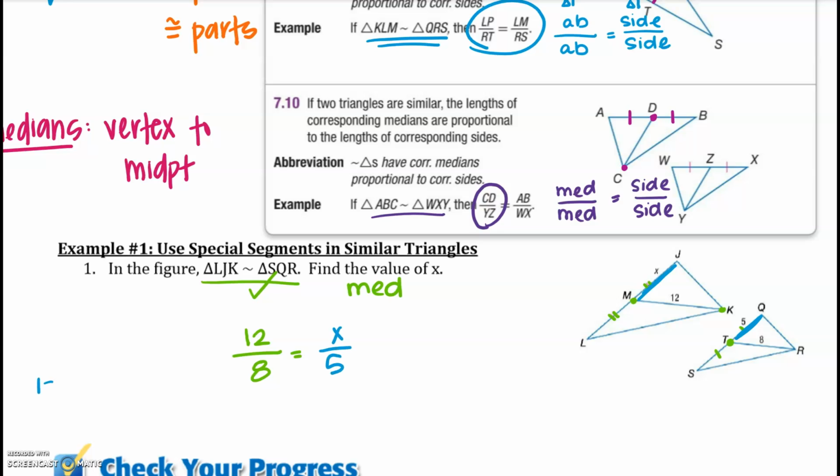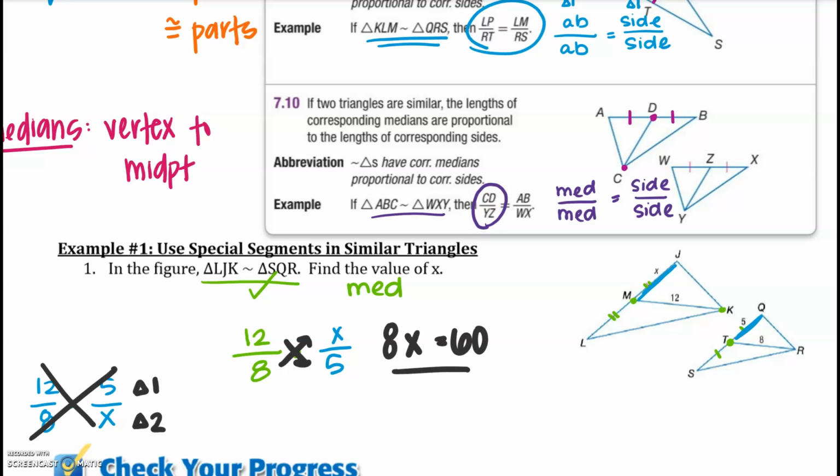You would not want to do 12 over 8 equals 5 over X, because that first triangle needs to be on top of the proportion, and triangle 2 needs to be on the bottom of the proportion. So we're going to keep going. 8X is equal to 60. Divide by 8, so X equals 7.5.